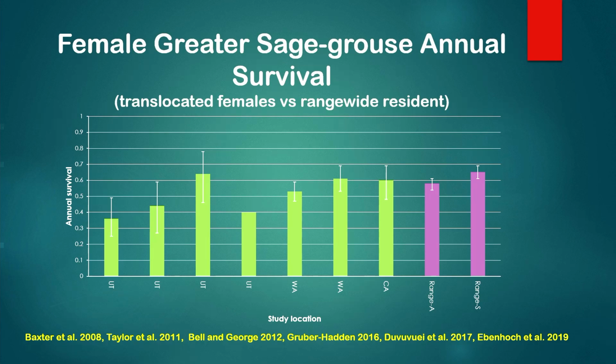All the purple bars to the right are the Taylor et al. paper, which gives us an idea of resident greater sage-grouse female survival. We've got adults on the left and subadults on the right. And then these are the survival rates.